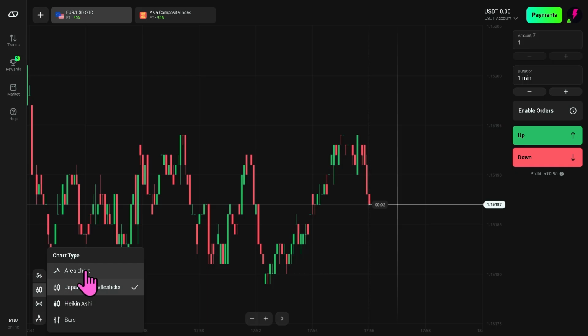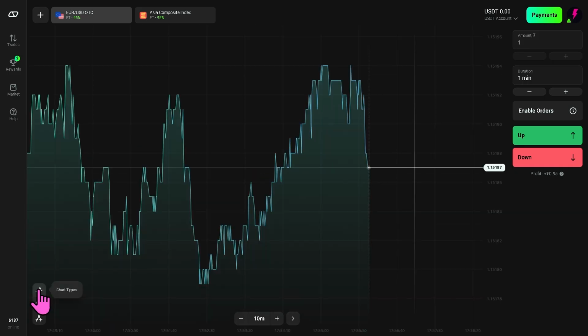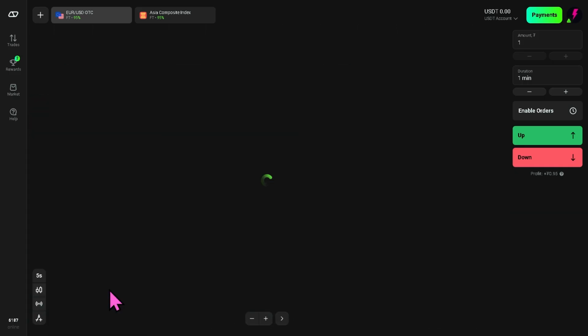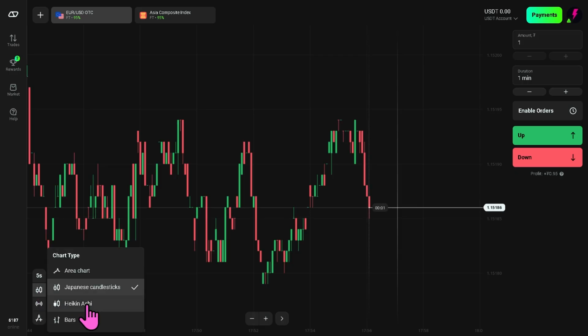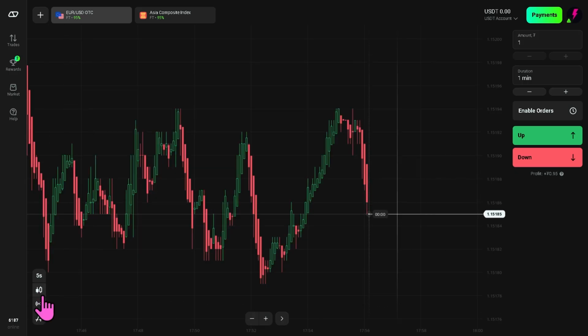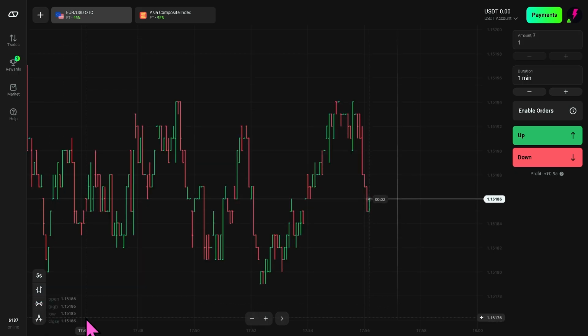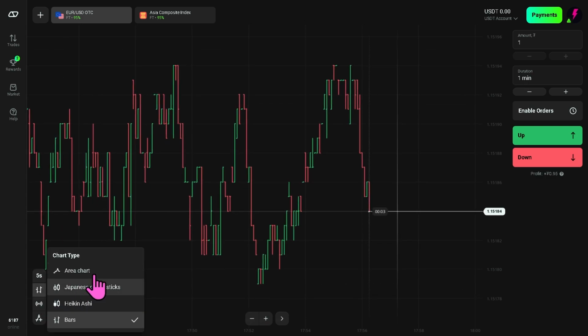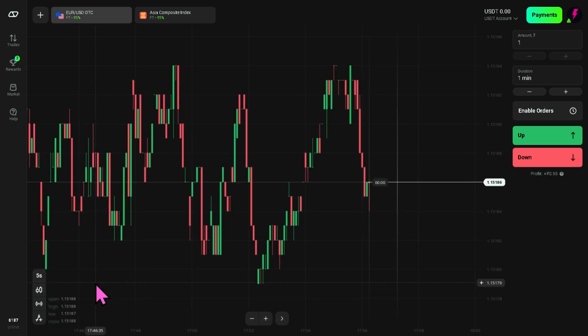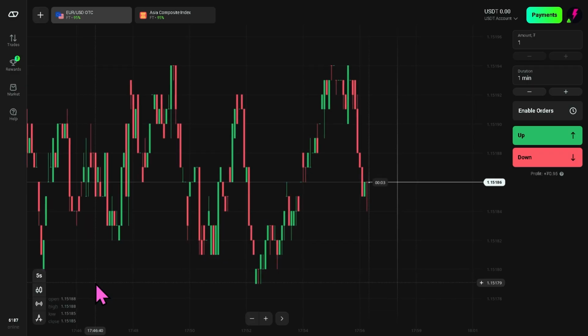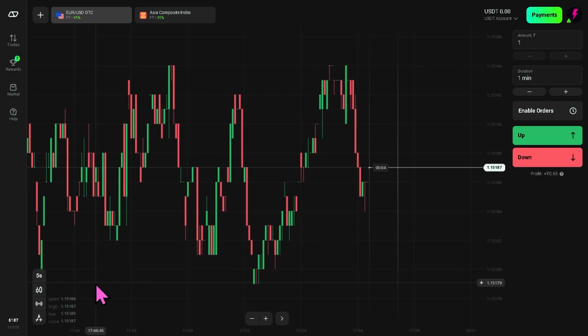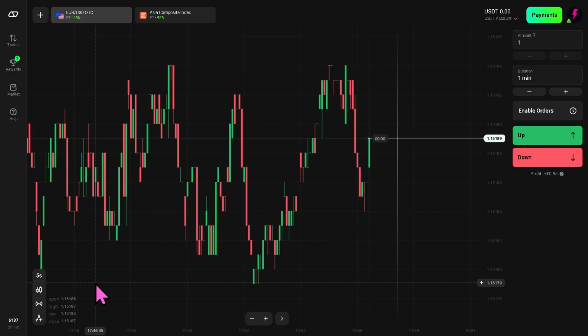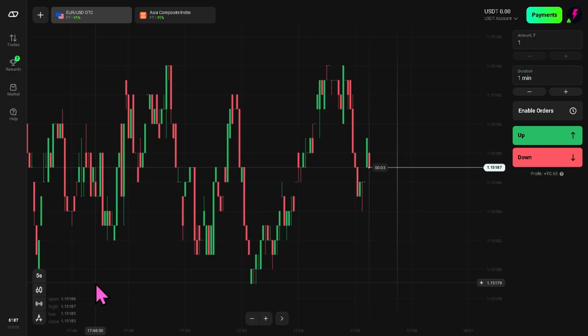You can choose from area chart. You can choose from Japanese candlesticks. And of course, you can use Heiken Ashi, and you can use bars. For technical analysis, especially for beginners, candlestick charts are the most ideal and the most popular because they clearly display the market's opening, closing, highest, and lowest prices during each time period. If you're just starting out, we highly recommend using candlesticks.